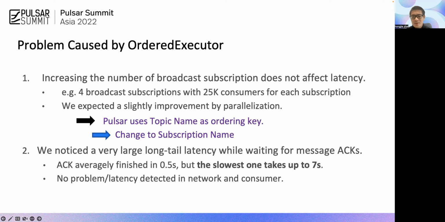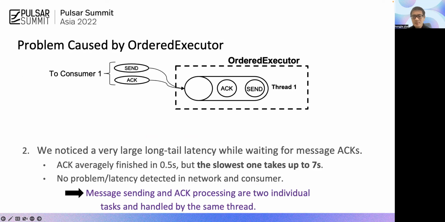So this greatly affects the 99 percentile latency. We did some research and checked the network and the consumers, but found no problem with them. Furthermore, this long latency can always be reproduced in every benchmark. So finally, we found this problem was caused by the way that Pulsar handled the acknowledgement.